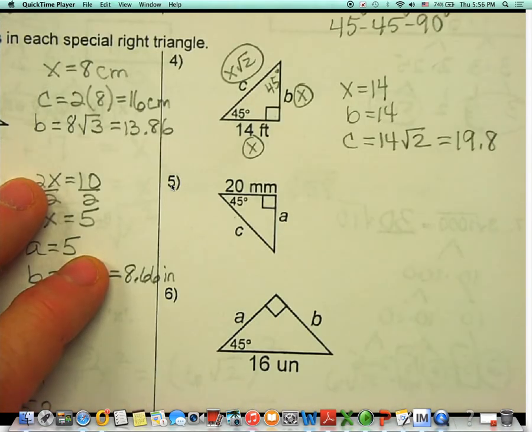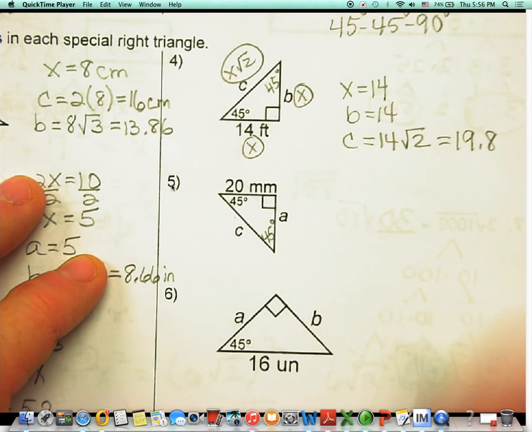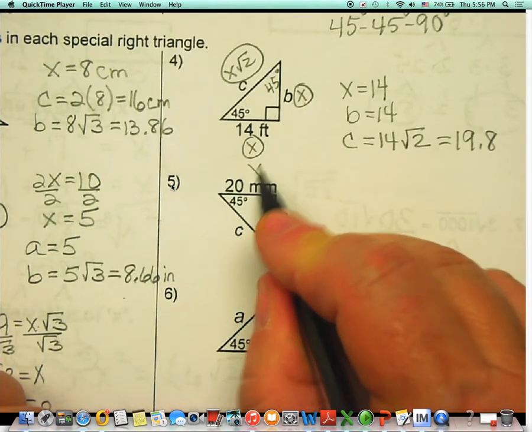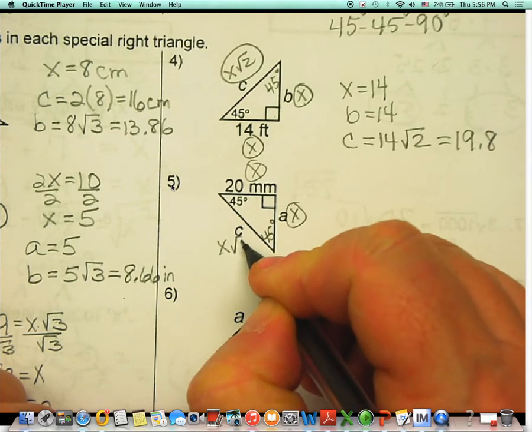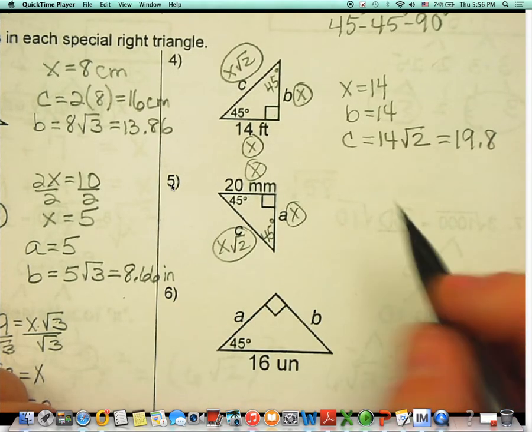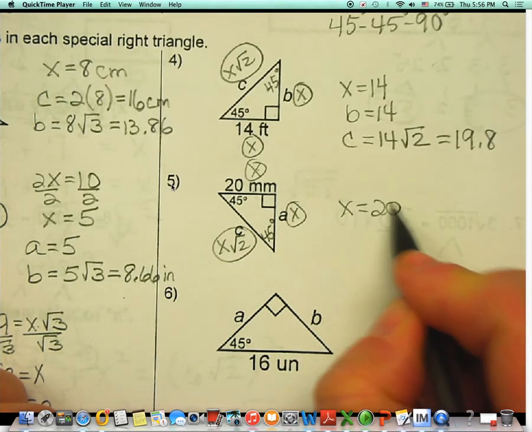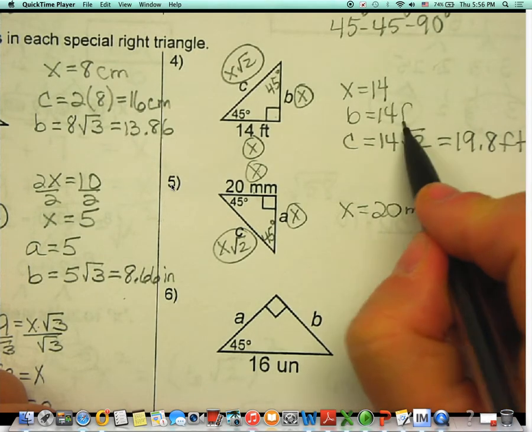Okay, number 5, we'll call this 45 degrees. Whether it's a 45, 45, 90. And this is x, and this is x, and this hypotenuse is x square root of 2. So again, we have what x is. X equals 20 millimeters. By the way, this was 15 feet. I mean 19.8 feet, and that was 14 feet.